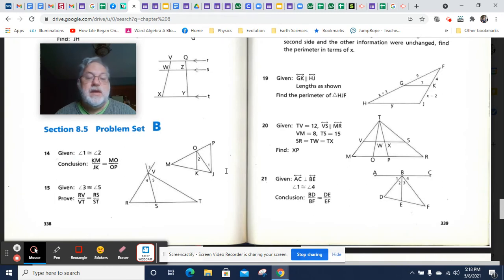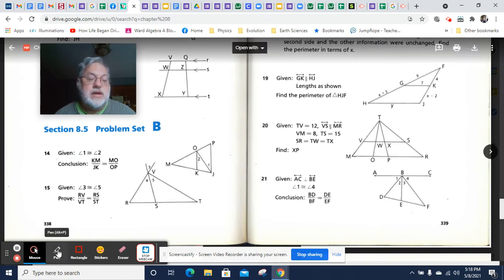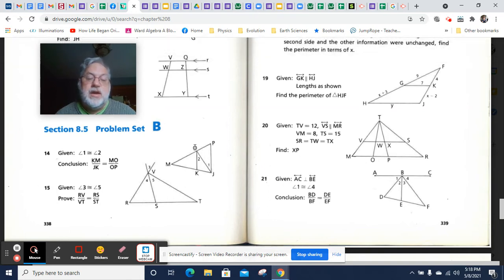Number 14 looks tricky, but it's not as tricky as it looks. So we know angle 1 and angle 2 are congruent. And so what that's actually telling us is that these must be alternate interior angles for a transversal going through two parallel lines. So OK and PG must be parallel. And so we're trying to prove that KM is to JK as MO is to OP.